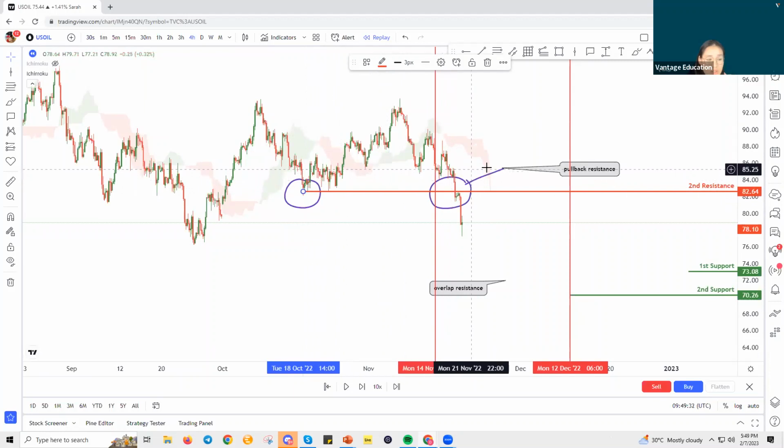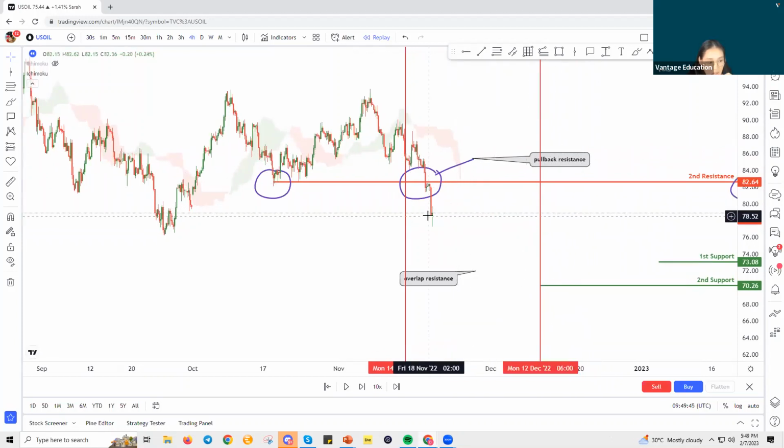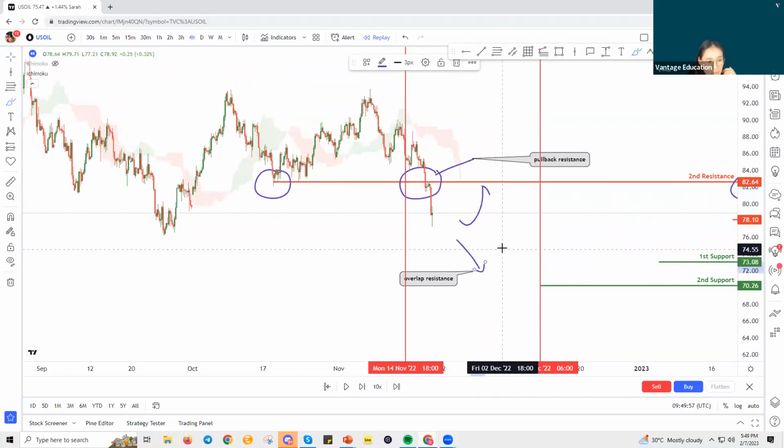So how do we know it's going to go lower? We will have to wait for price to break through this swing low support first, right? And then once it's our pullback resistance, once price has broken through this level, then we can expect price to either pull back to this level or continue to go down, right?